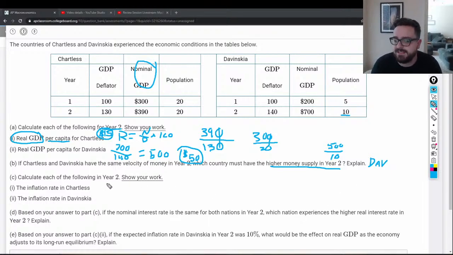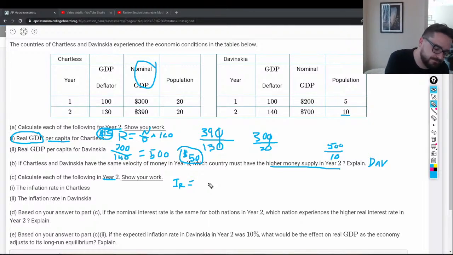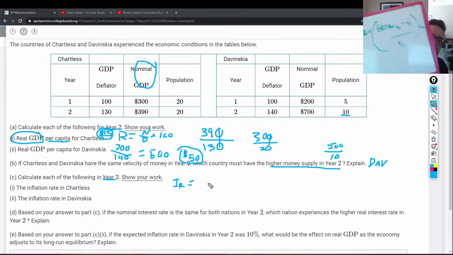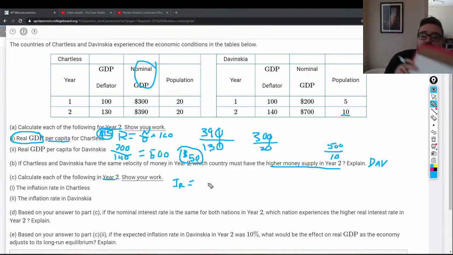Calculate the inflation rate in year 2 for Chartless and Davinskaya. Inflation rate equals, oh god, I can't write this. I can't do that with my mouse. It is the rate of change of the GDP deflator or the rate of change of CPI. Meaning, it is GDP deflator of year 2 minus year 1 over year 1 times 100. I take the GDP deflator of the second year minus the first year over the first year times 100.